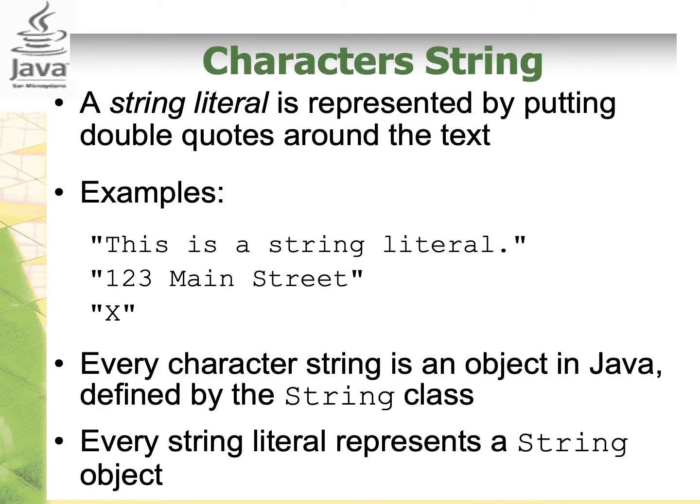Character strings. A string literal is represented by putting double quotes around the text. For example, "This is a string literal". Every character string is an object in Java, and it is defined by the String class. The String class is the class that represents several characters. It is within the package called java.lang. However, we do not need to import it to use it.